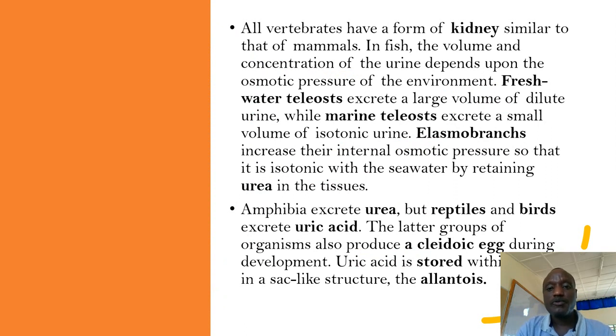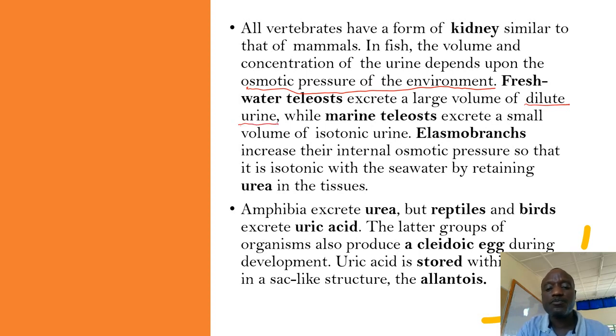Now, here we are moving to mammals. For us, we use the kidney, and at some point we discharge urea. But again, as we consider fish, still in fish, the volume and the concentration of urine depends upon the osmotic pressure of the environment. Again, you have to pay much attention here. So that's why freshwater teleosts, this is a kind of fish, excrete large volume of dilute urine.